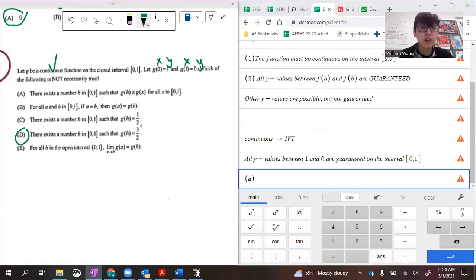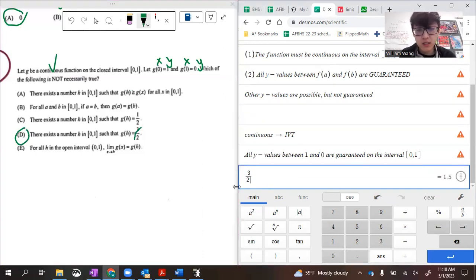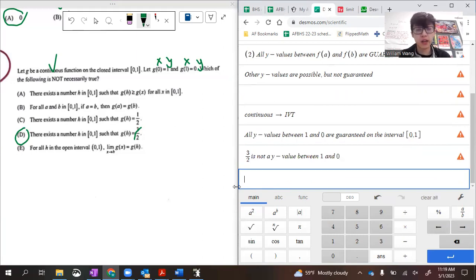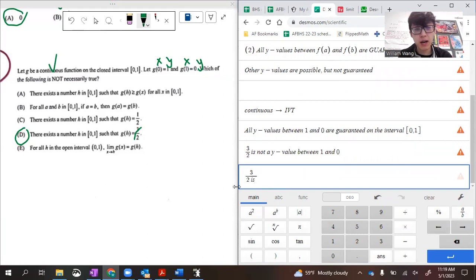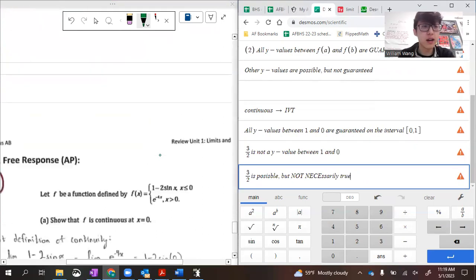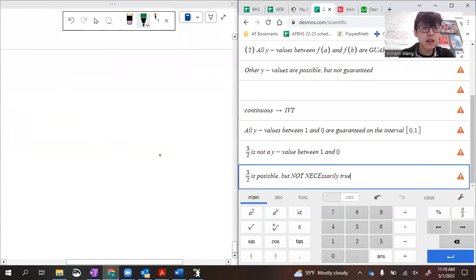D, right? 3/2, because 3/2 is not a y value between 1 and 0, right? So 3/2 is possible, but not guaranteed. So it's not necessarily true. All right, hopefully that makes sense.